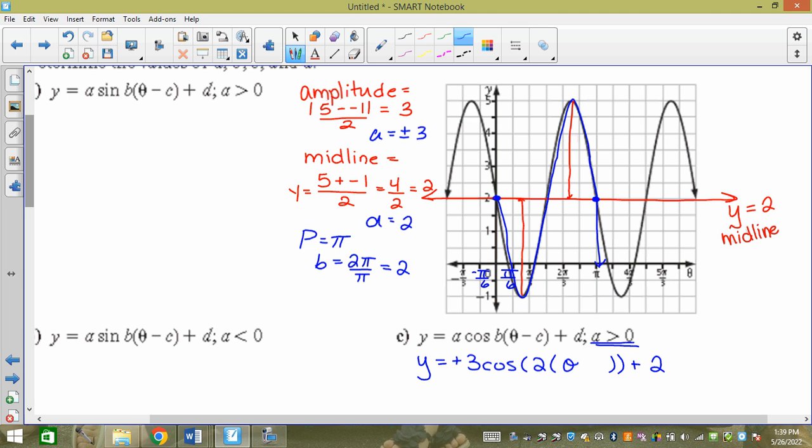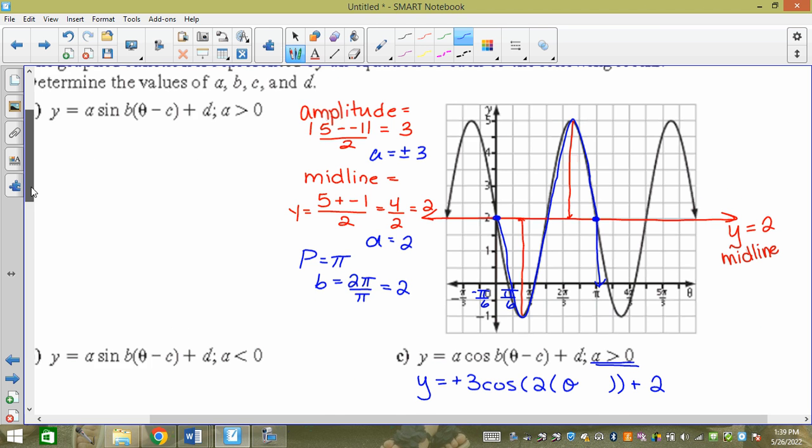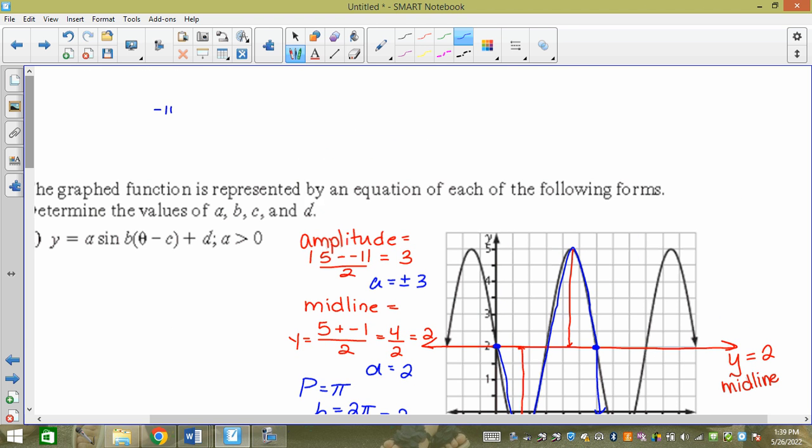How can I find out? How can I figure out halfway between? Add the 2 up and divide by 2. So I would have to go negative pi over 6 plus negative pi over 3. Negative pi over 6 plus negative 2 pi over 6 equals negative 3 pi over 6, which is negative pi over 2. That's me adding them.